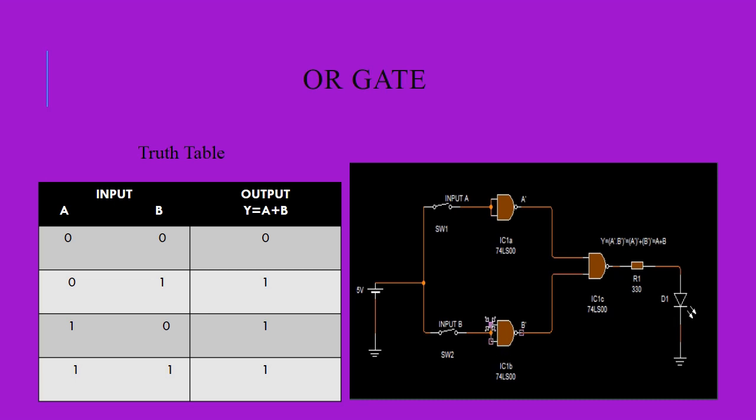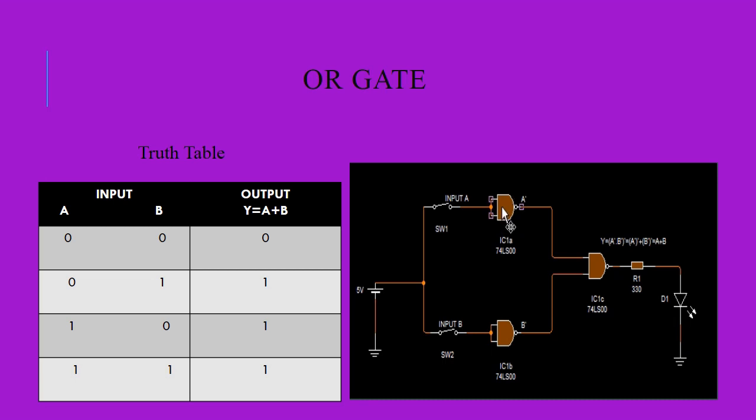This input also has been shorted. From here we get one input, that is input B, which is connected with switch 2. Switch 1 and switch 2 are connected with a 5-volt DC power supply positive potential, and the negative potential of this DC power supply is connected with the ground terminal.